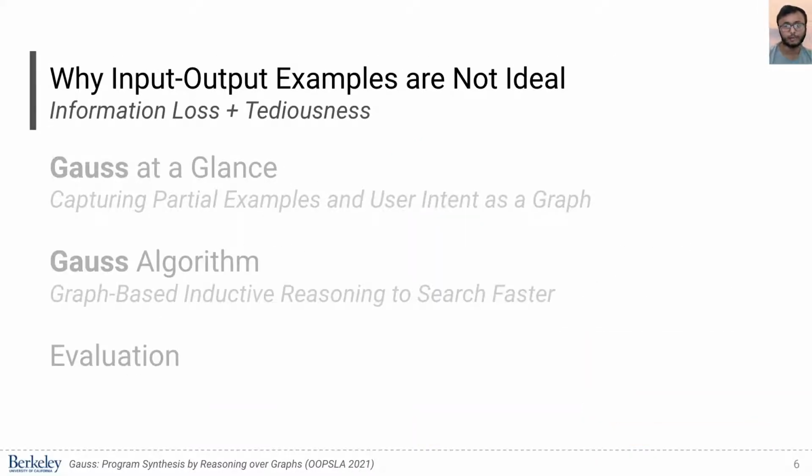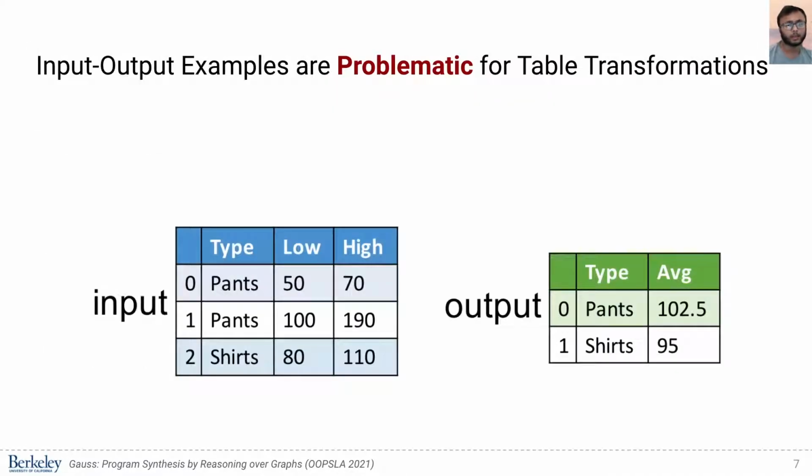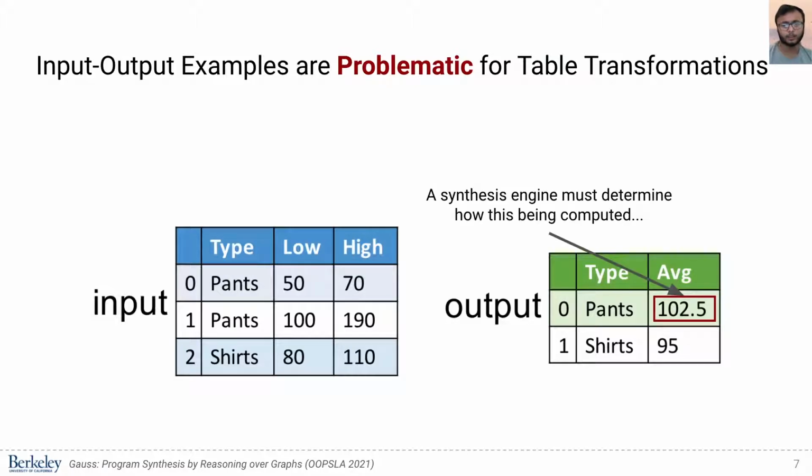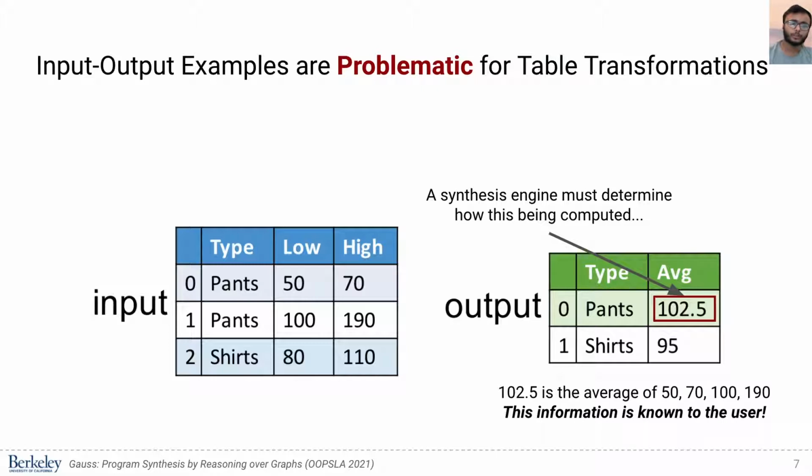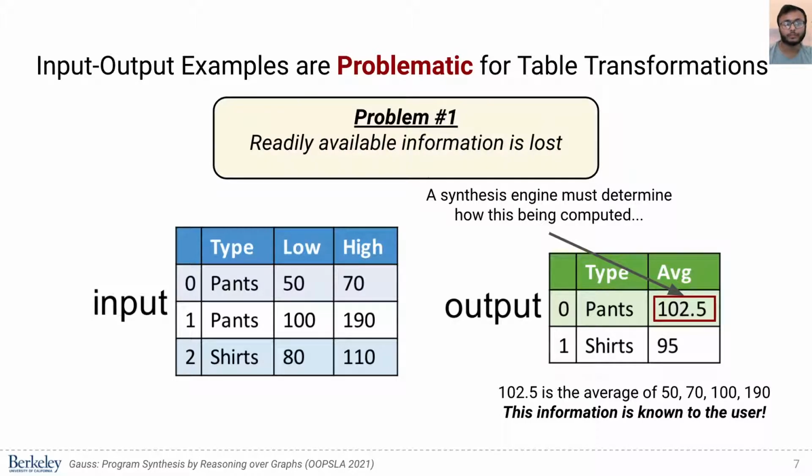First, we're going to see why input-output examples are not necessarily ideal for the domain of table transformations. Consider the following input-output example. To synthesize a program, the synthesis engine must determine how 102.5 is computed, either via reasoning or by trial and error. 102.5 here is in fact the average of 4 cells in the low and high columns, namely 50, 70, 100, and 190. But this information was already known to the user, otherwise they would be unable to create the example in the first place. Thus, readily available information is lost.